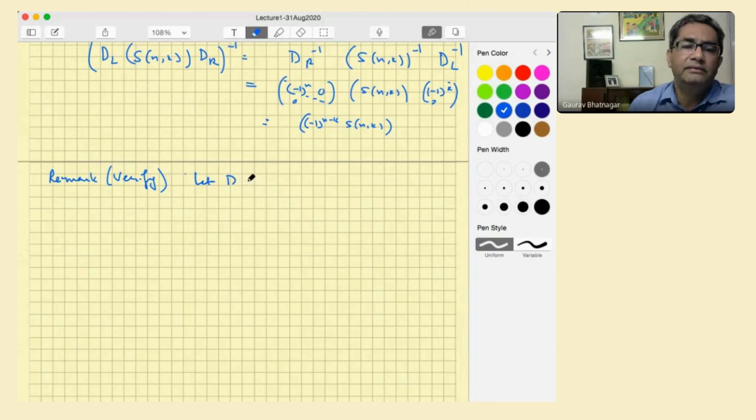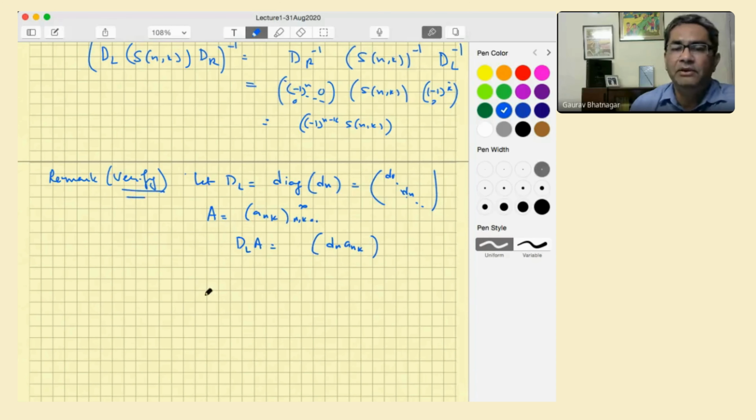Let DL be the diagonal elements of Dn, so this is basically D0, Dn, and so on. And let A be a matrix A and K. Then DLA will be DN A and K. So verify, I may be wrong.